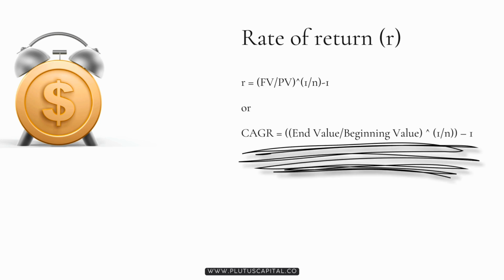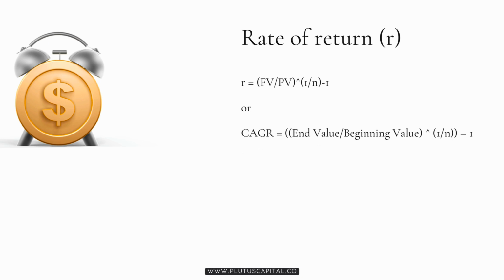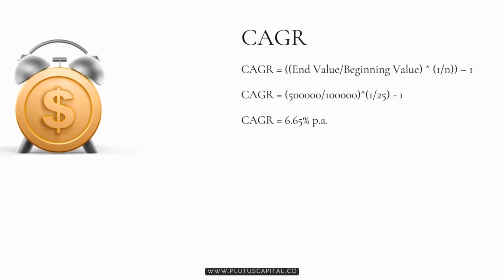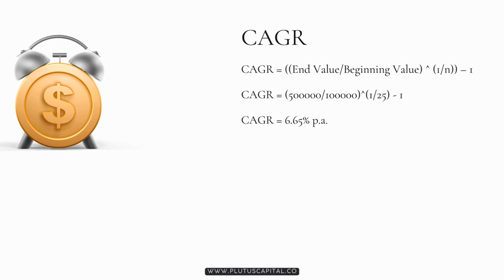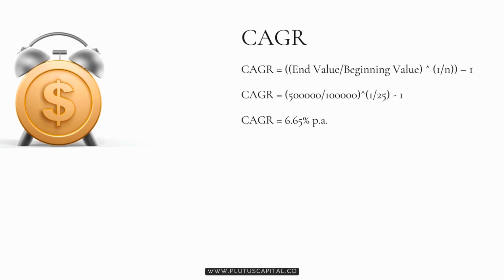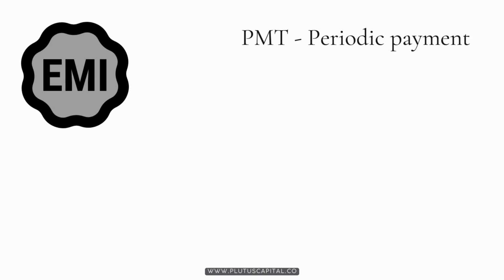So the formula for CAGR is end value divided by beginning value, raised to the power 1 divided by n, minus 1. So if we were to take the same example of 1 lakh rupees becoming 5 lakh rupees in 25 years, then it will be 5 lakh divided by 1 lakh, raised to the power 1 divided by n, which is 25 years, minus 1. This gives us 6.65% per annum.